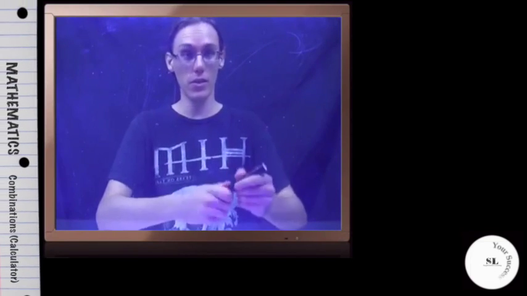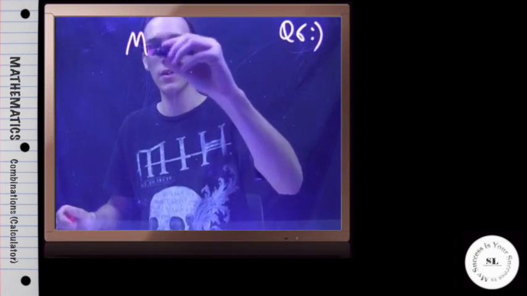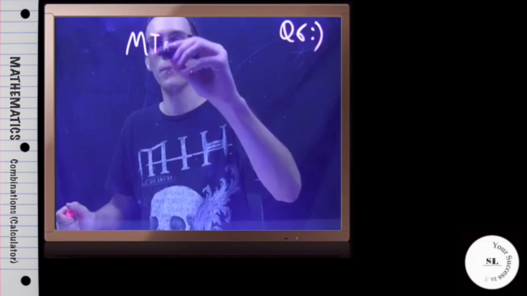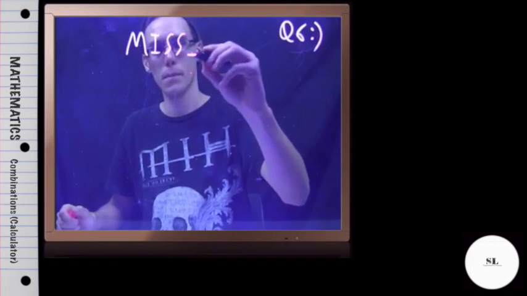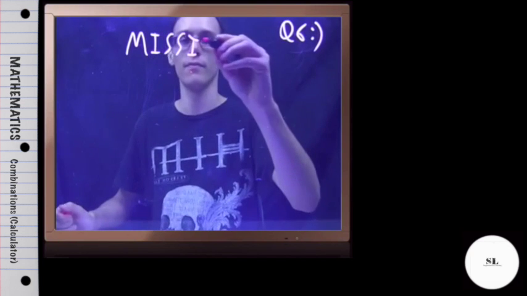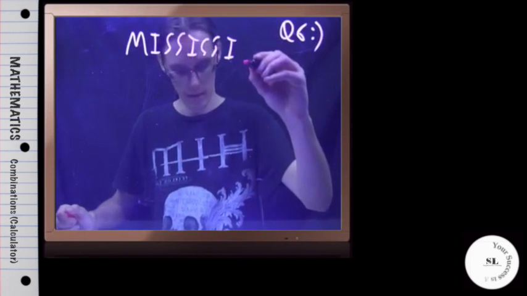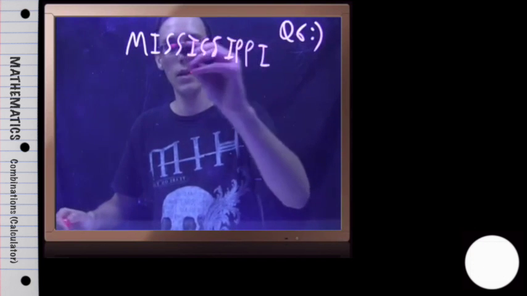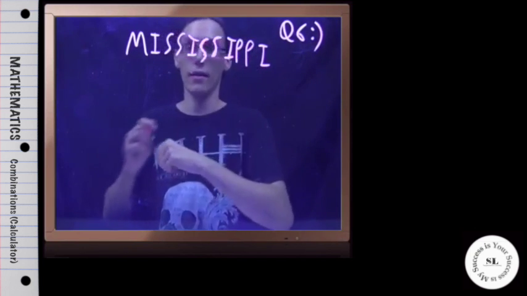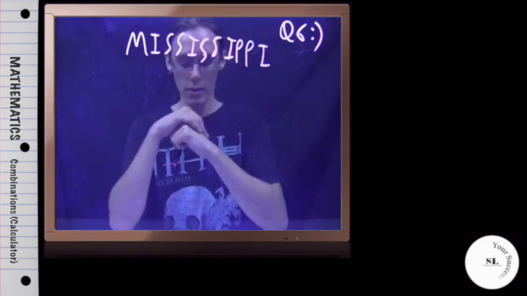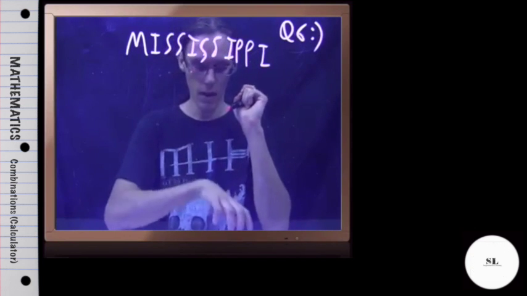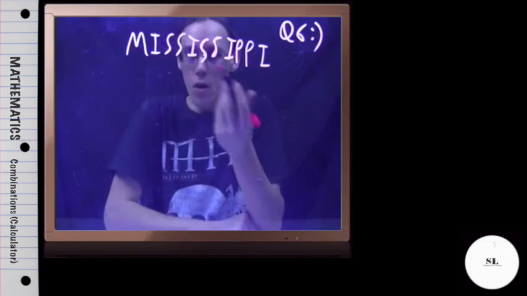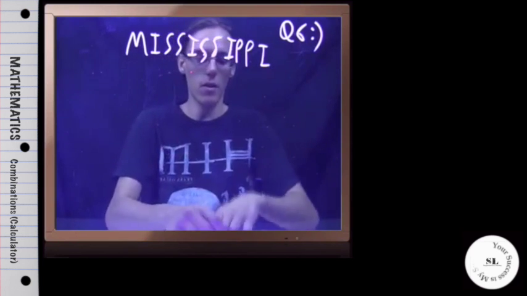Now let's give question number 6 a go. This one gives you the word Mississippi. So let me write that up here, make sure I spell it right. There we go. Mississippi. Okay. Now, it asks how many different ways, how many distinct ways can the letters of this word be arranged? Well, let's count up how many letters there are first of all.